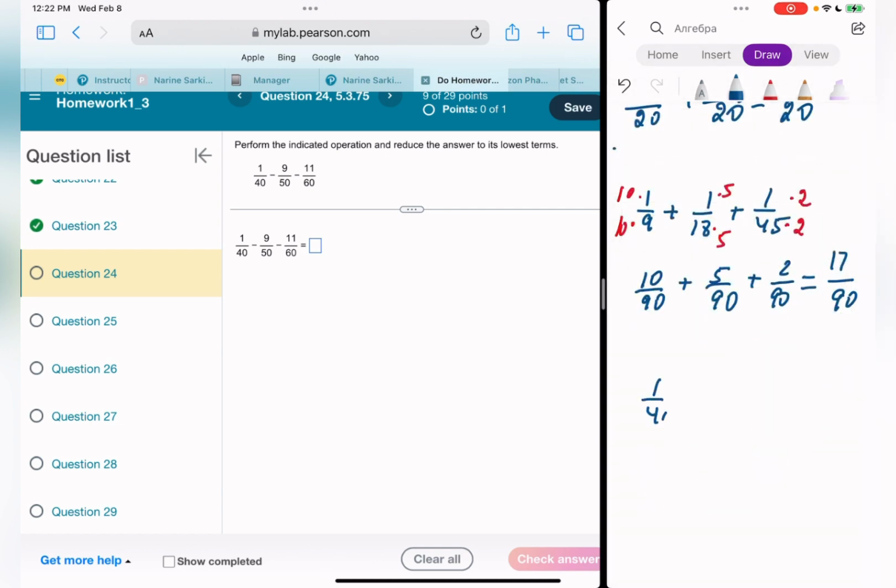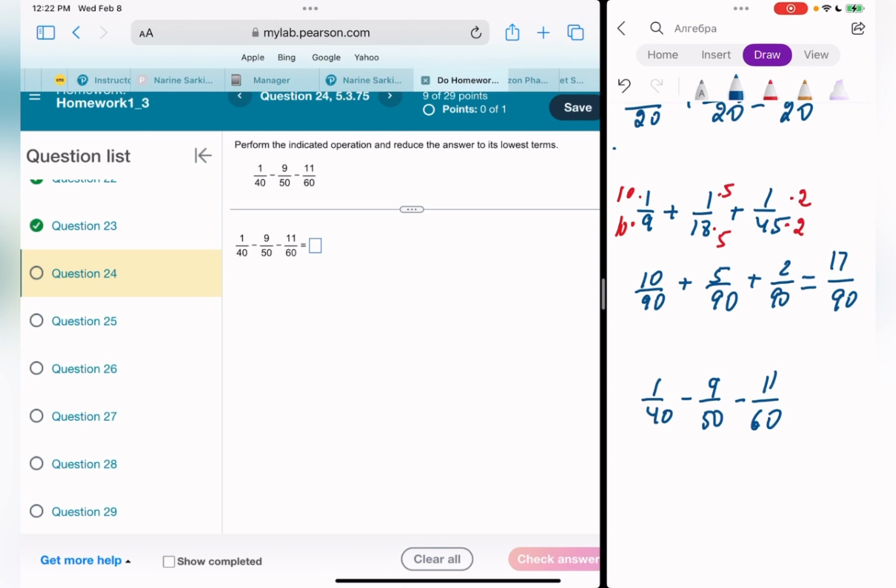1 over 40 minus 9 over 50 minus 11 over 60. Okay, 40, 50, 60. I can throw away the zeros for now. Just have 4, 5, 6. Which number will divide by 4, 5, and 6? You can take time and go over the GCD and LCM video and find it. But I'm going to do the same way, this way.